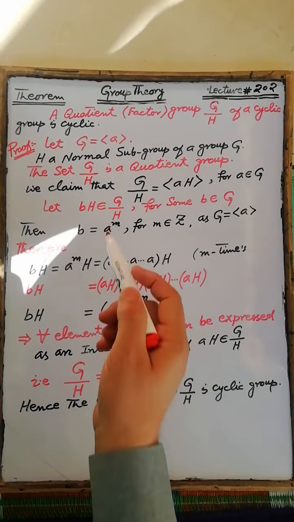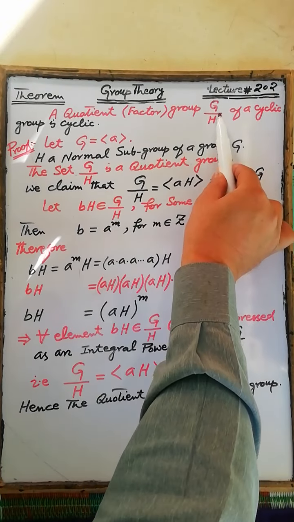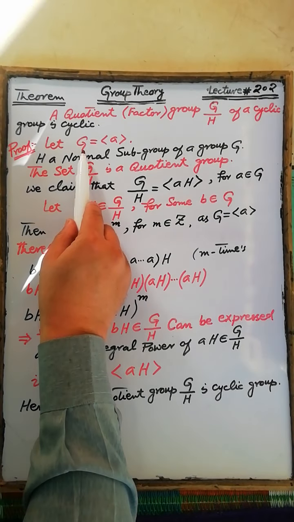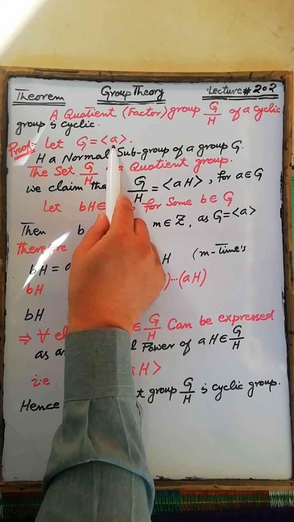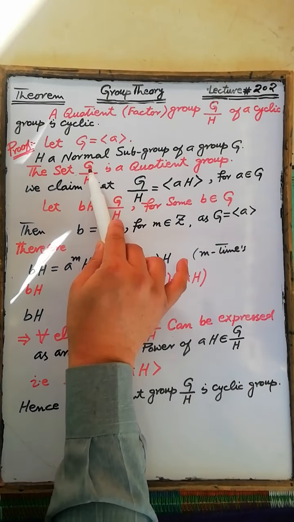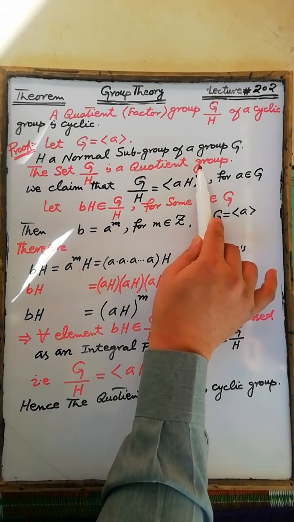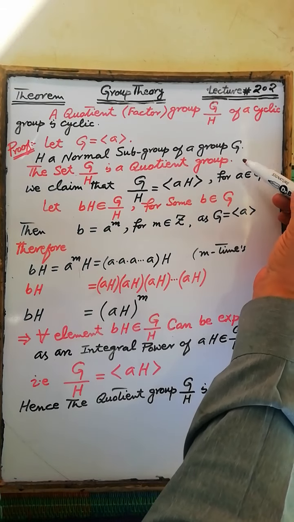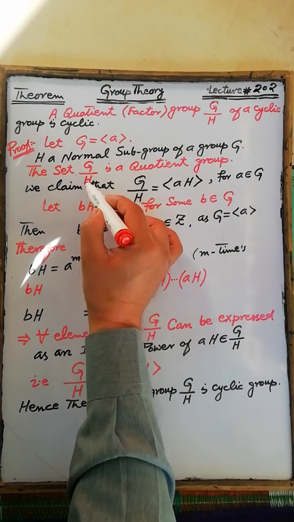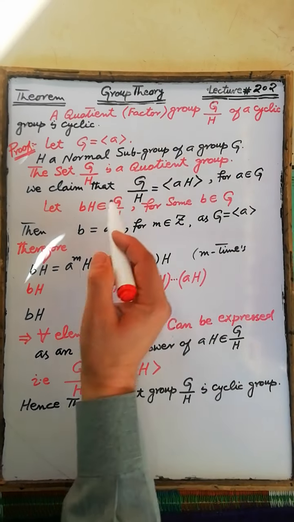Bismillahirrahmanirrahim. Next theorem: a quotient or factor group G by H of a cyclic group is cyclic. Proof. Let G be a cyclic group generated by an element a, and H a normal subgroup of the group G. Then the set G by H is a quotient group, as proved in our previous lecture.